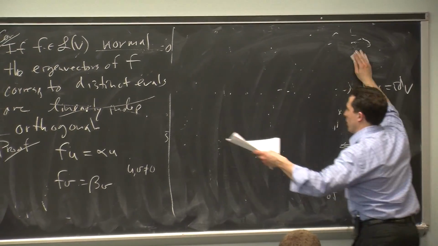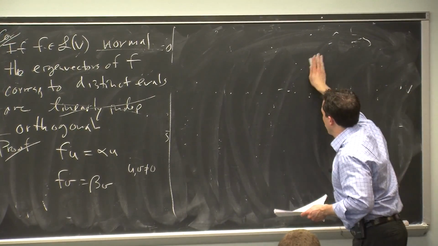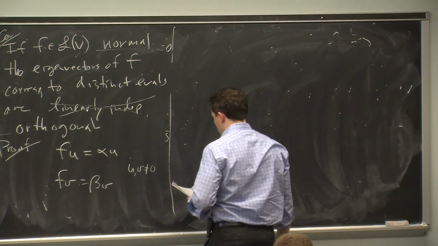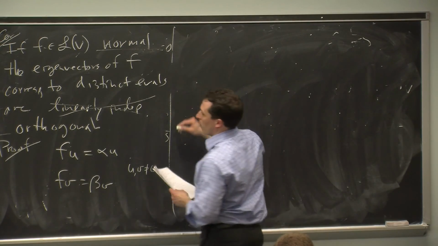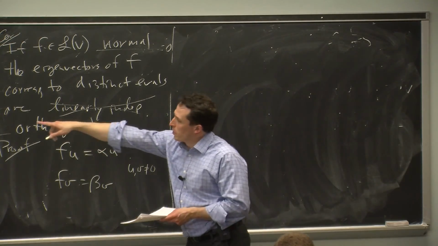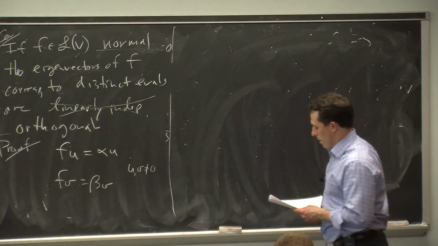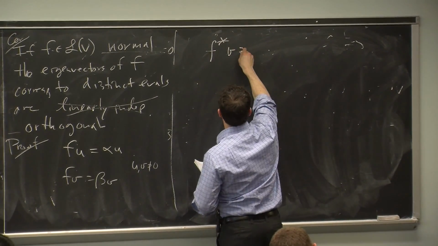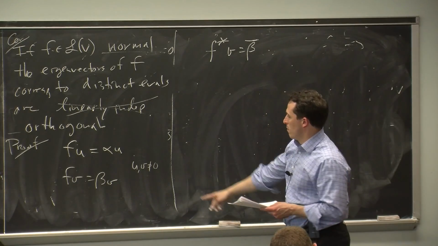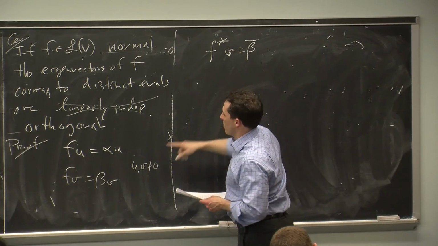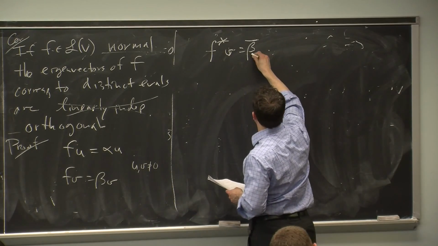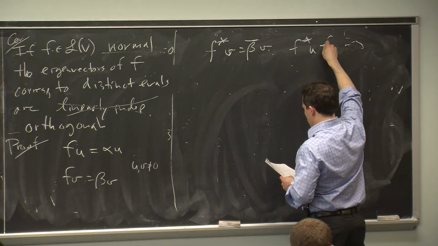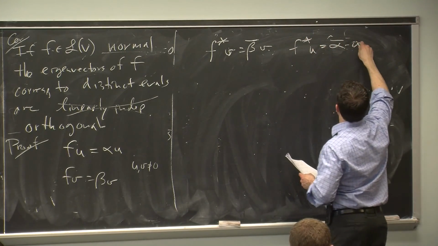Though they're trivially orthogonal if either of u or v is 0, so we don't have to worry about that case. Okay. So by the result we just obtained about the connection between eigenvectors of f and f star, we know what the eigenvalue of f star of v is. If f of v was beta v, then f star of v is beta conjugate v, and f star of u is alpha conjugate u.